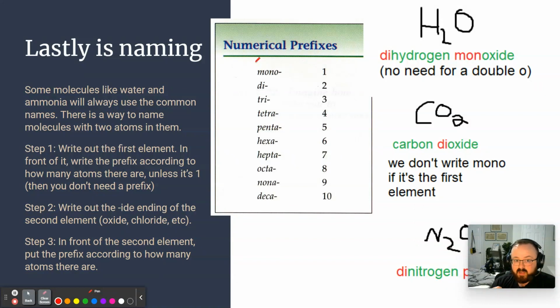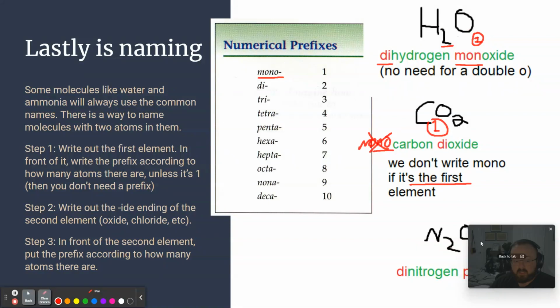The only time that you don't have to add the prefix is if the first element only has one. So dihydrogen monoxide: the first number is a 2, so we add di, but the second element has a 1 here, which I've circled. It's invisible, but then we use the mono. So dihydrogen monoxide. Carbon dioxide, we don't need a mono because it's the first element, so there's a 1 here. The only time you need mono is if it's the second element, like in dihydrogen monoxide.